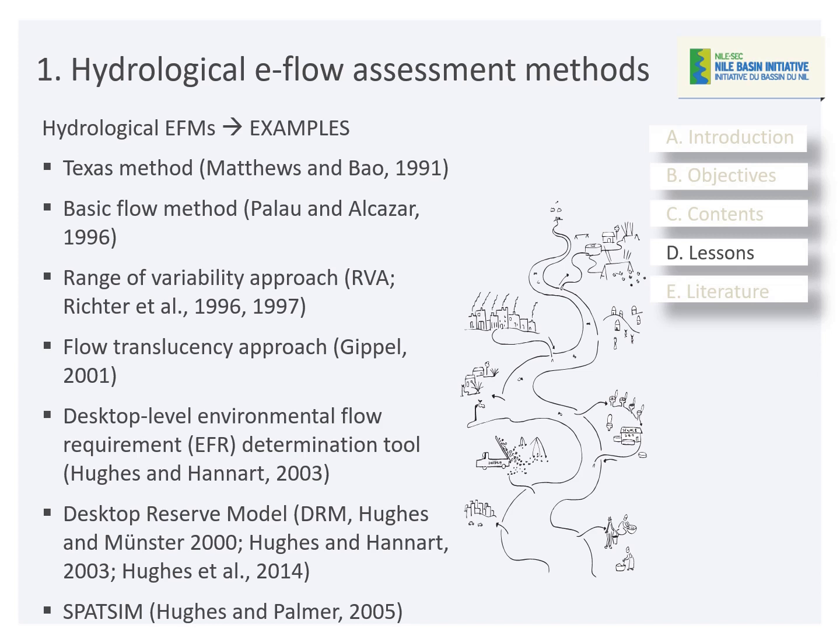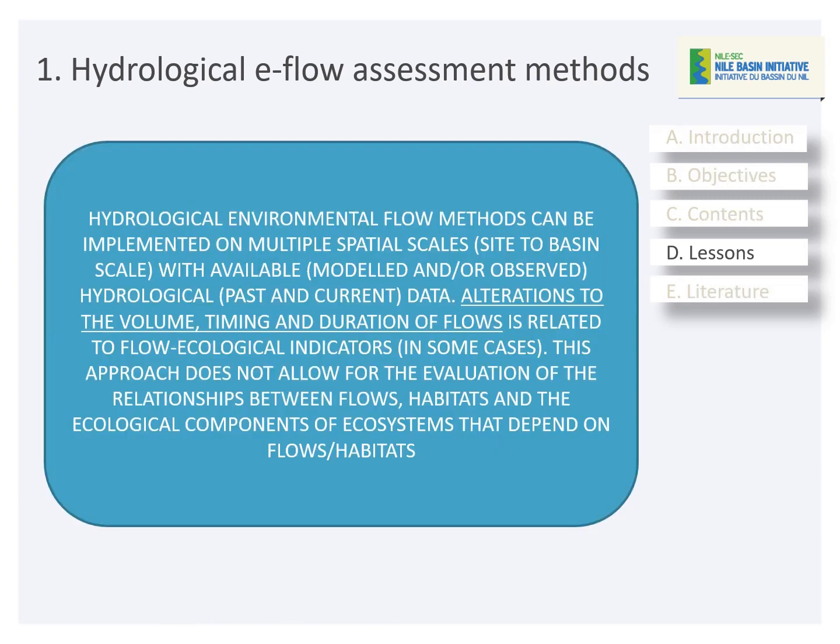There are many different methods available. These are some examples, including the Texas method that was developed in 1991, basic flow method, 1996, range of variability approach, flow translucency approach, desktop environmental flow requirements determination tool by Hughes and Hannart in 2003, the desktop reserve model, for example, and SPATSM are different tools that are used to evaluate and produce these statistics. There are many tools available. These are some examples.